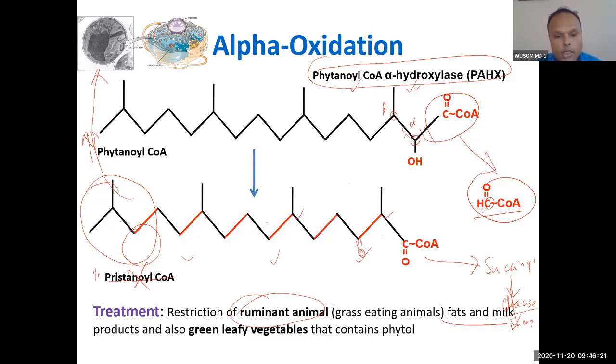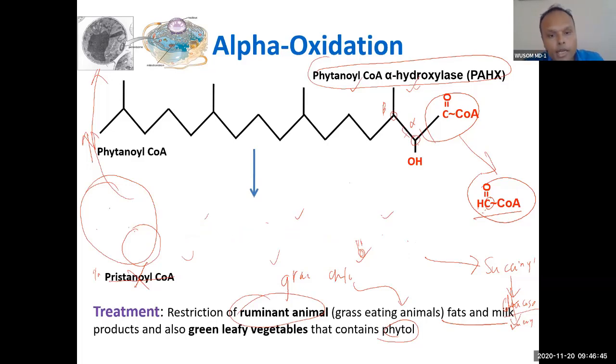Green leafy vegetables also have to be eliminated, which have a very high amount of phytol. So green leafy vegetables and ruminant meat, because ruminants eat grass. Grass has chlorophyll. Chlorophyll will convert into phytanic acid. So this is the source of phytanic acid. If you eliminate this source of phytanic acid, the disease is fairly treatable.